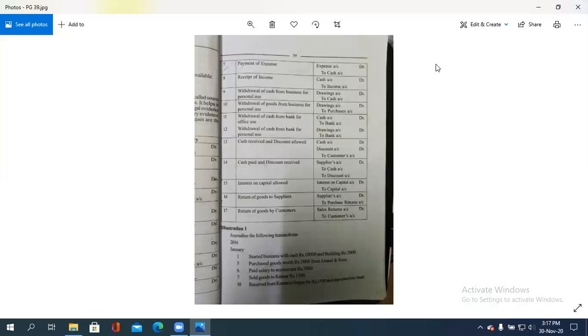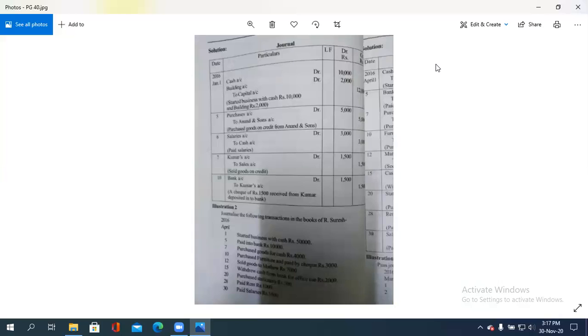Kumar is the one. And what is going out of the business? Goods are going out of the business. So, sales. Goods are going out of the business and sales revenue is generated. So, credit all incomes and gains. So, that is the case. Kumar debtor to sales. That is the entry for that. See, Kumar's account debtor to sales.